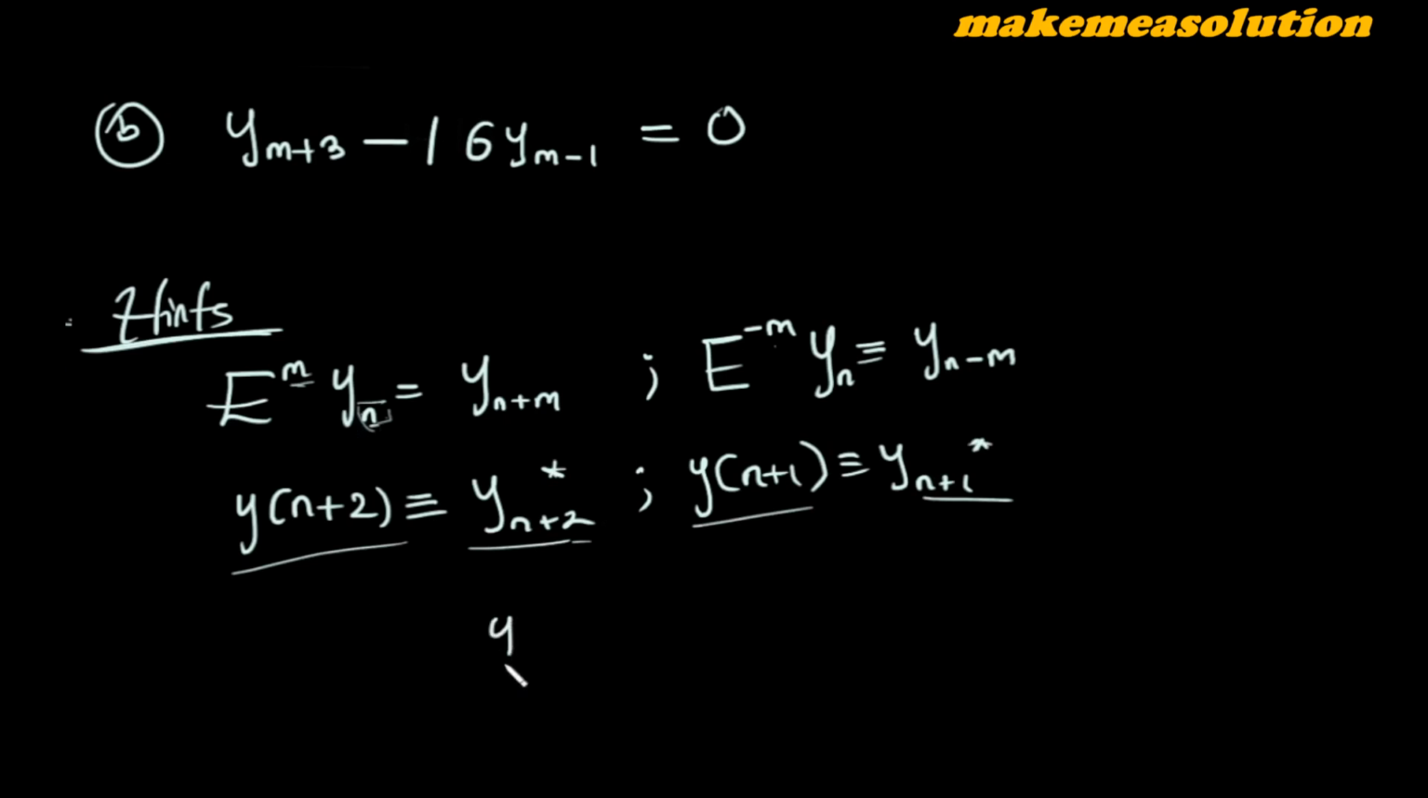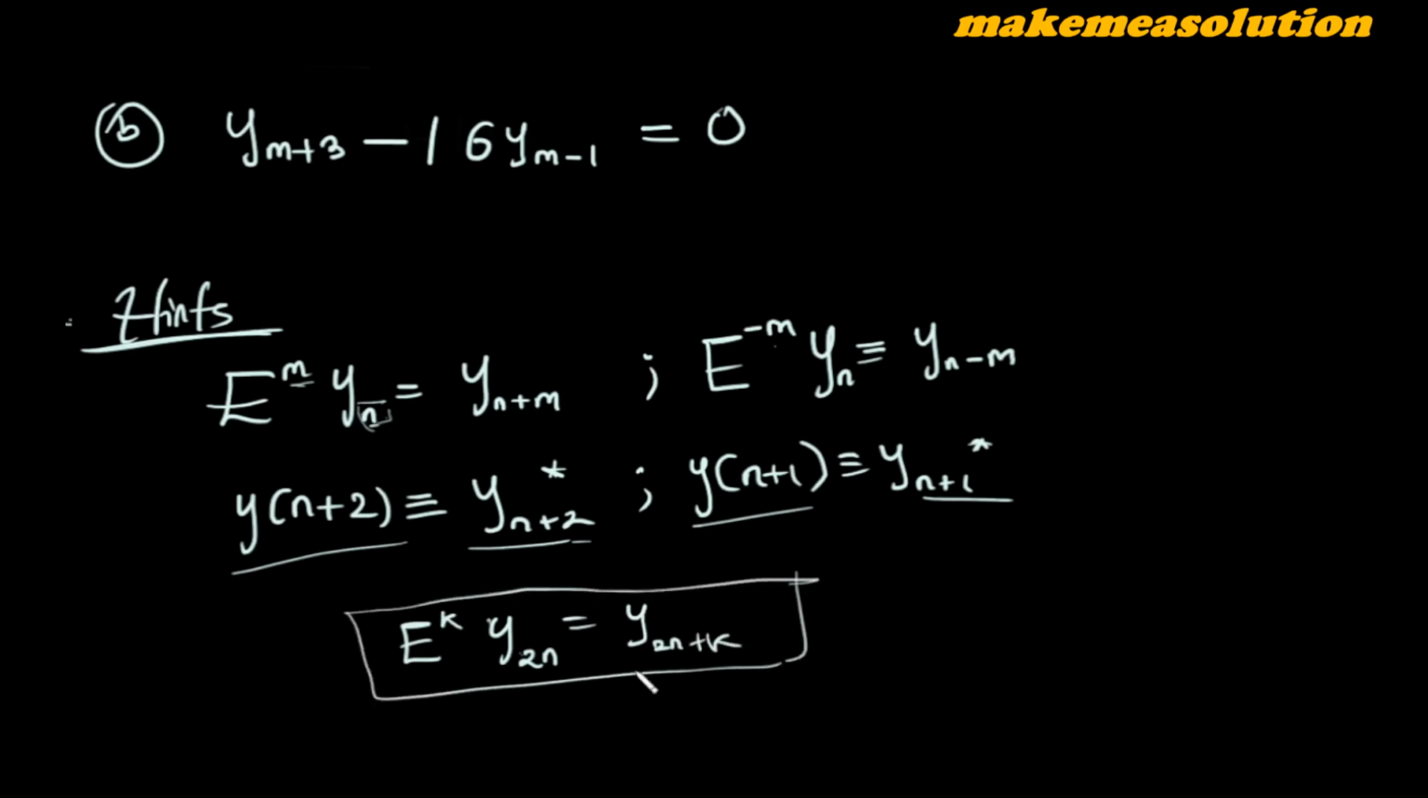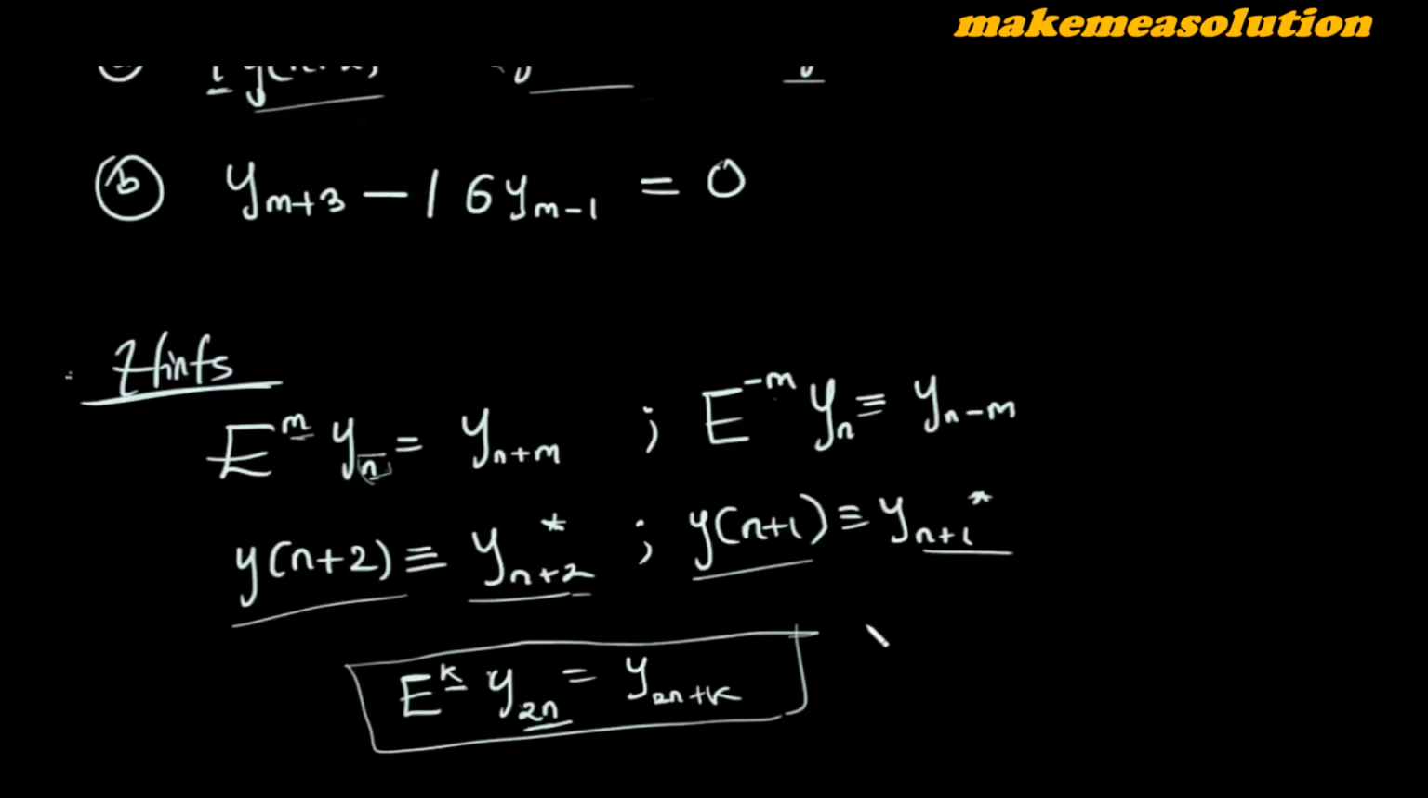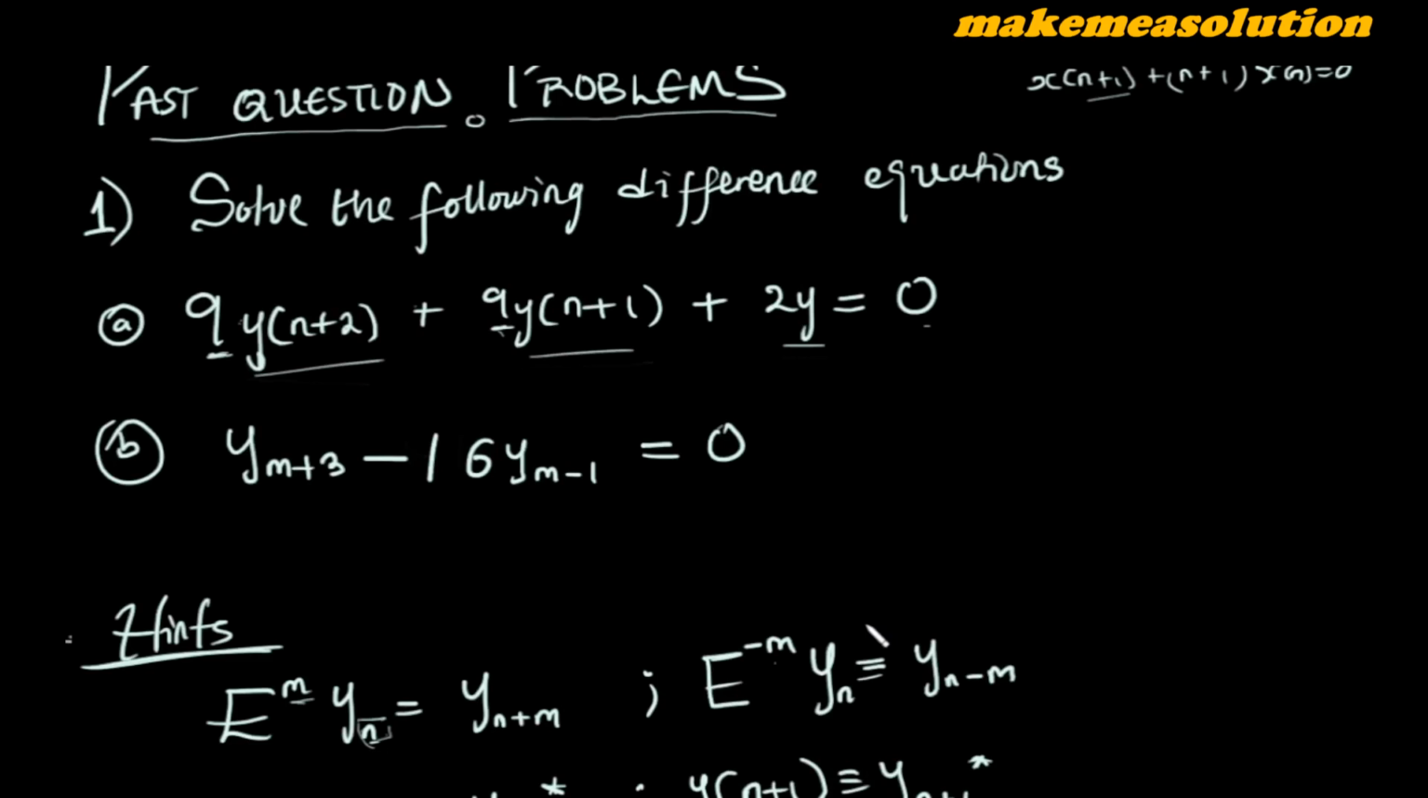So if I have my y of 2n, for instance, and I apply a shift operator of k, then it will be y of 2n plus k. The shift operator basically just shifts this by k units to the right or to the left, depending on the sign. If it's positive, it's to the left. If it's negative, it's to the right. So let's see how we're going to use our knowledge of the shift operator and auxiliary equations, which I believe we are all familiar with, to solve the problem in A.